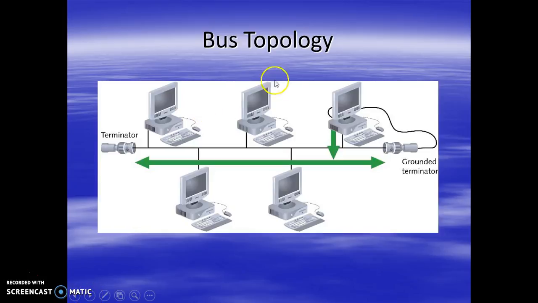Now in this, as we can see in the figure, there are various computers which are connected through this bus in a line, and one can communicate with the second computer or any computer in this network. Suppose this computer wants to communicate with this one, so it first will send a message along with the address of the destination computer on the bus.